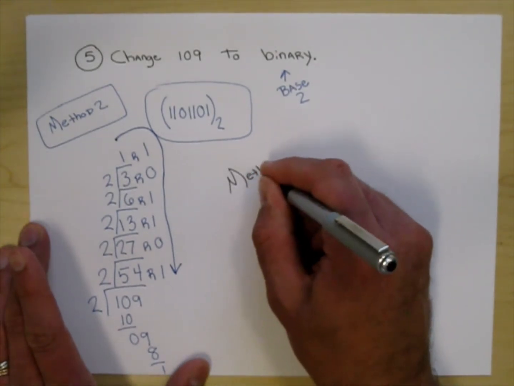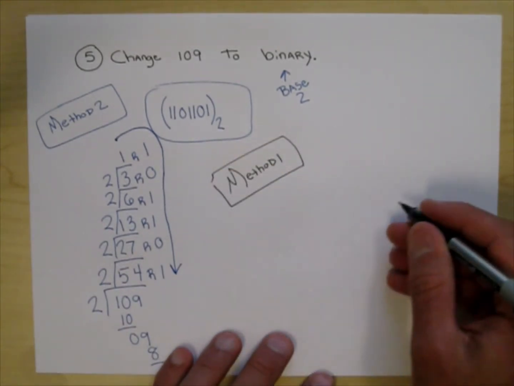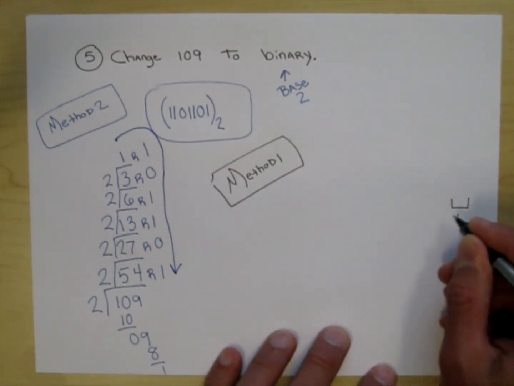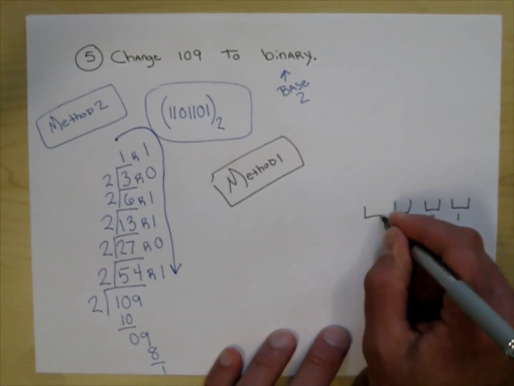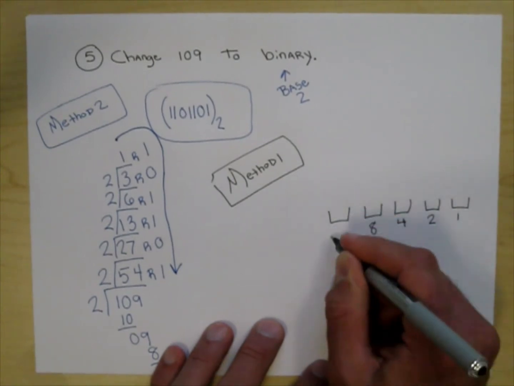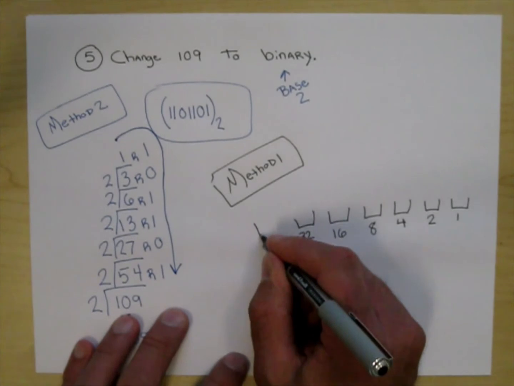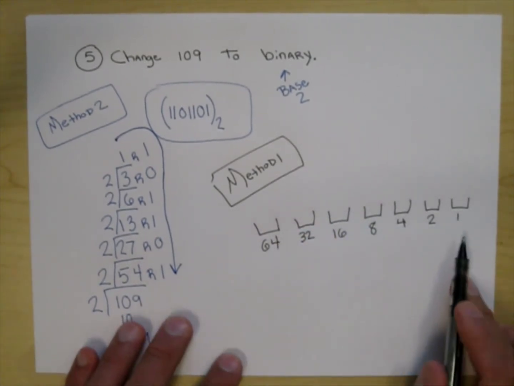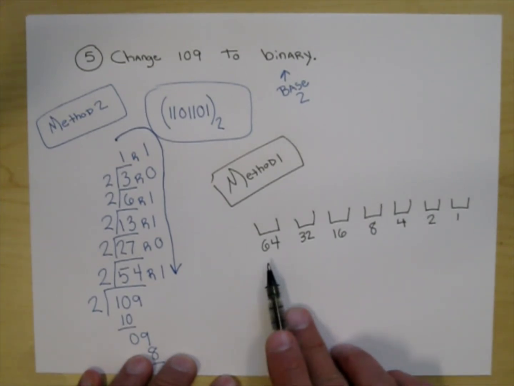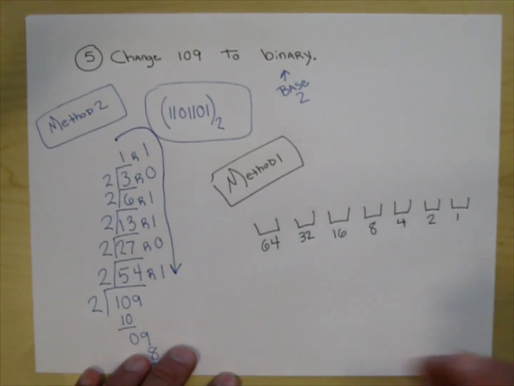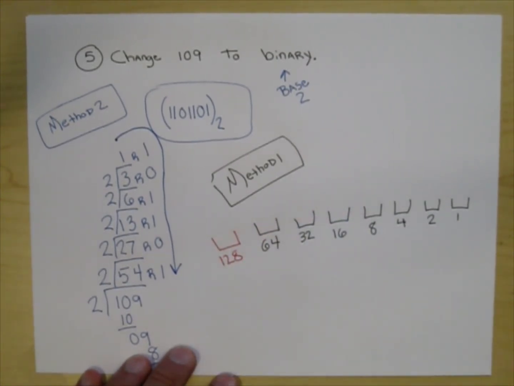Now method 1 is the shopping method. You set up your buckets. You have the 1 bucket, the 2 bucket, the 4 bucket, 8, 16, 32, 64. So how I'm getting this is I'm multiplying by 2 each time. Or I could say I'm doing powers of 2. 64 times 2 is 128. But the deal with that one is you can't afford it.